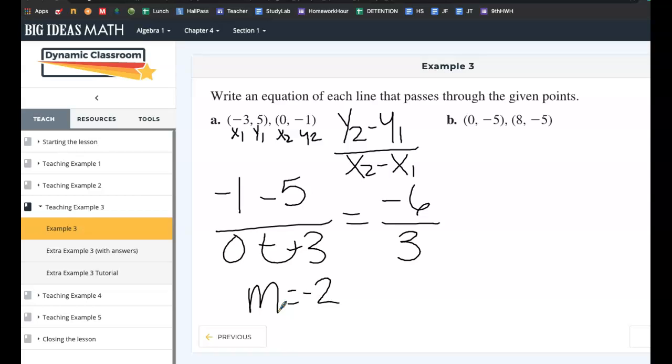And then if you remember, your y-intercept is where it crosses the y-axis. And when you have the y-axis, x is always going to be 0 on that y-axis. Therefore, we're looking for a coordinate point where x is 0. Right here, you're given x is 0 and the y is -1. Therefore, your b is -1. And your equation put together is y equals -2x minus 1 or plus a -1.